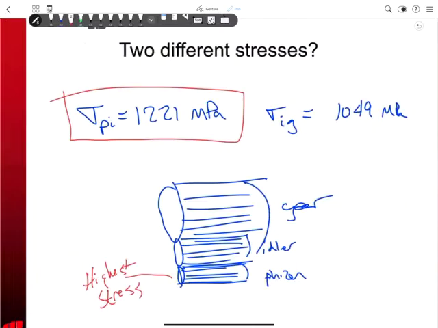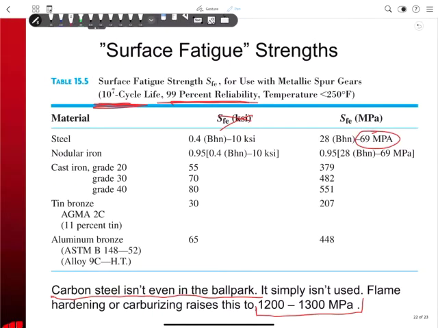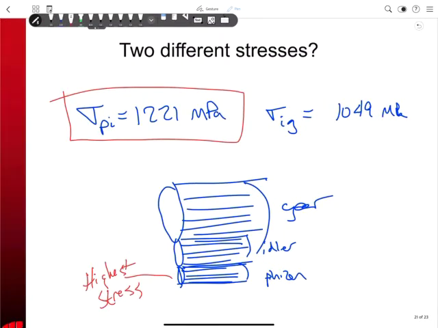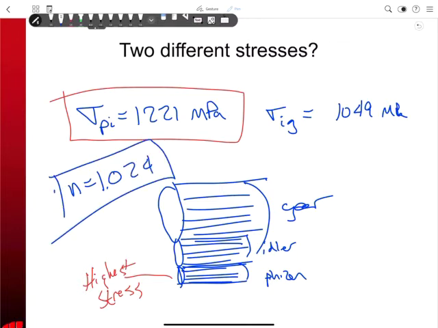And so what did I have? Oh, look at that. I can case harden it to 1200 to 1300, and I'm at 1221. Awesome, because that gives me, could I do this in green? I can't find green. That gives me an N of 1.024. Just perfect, all right? That worked out well, because I do these in EES, and I can tweak everything until things work out. That's the advantage of doing stuff in EES, not a calculator and paper.